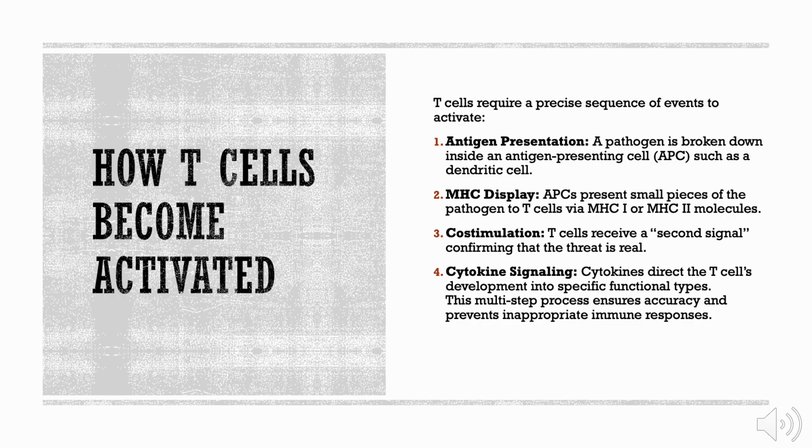T cells must go through a very controlled activation process to avoid mistakes that could harm the body. First, a pathogen is broken down by an antigen-presenting cell, which then displays small pieces of the pathogen to the T cell using structures called MHC molecules. The T cell then receives a second signal called co-stimulation, which confirms the presence of a real threat. Finally, cytokines guide the T cell into becoming exactly the type of cell needed for the infection. This multi-step activation ensures accuracy and prevents autoimmune reactions.